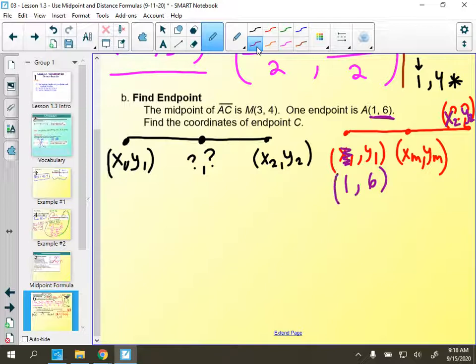That's one of my endpoints. I know my picture's not super accurate. It's kind of just a placeholder for us, and I'm not saying you have to even make a picture. So I know one of my endpoints is (1, 6).